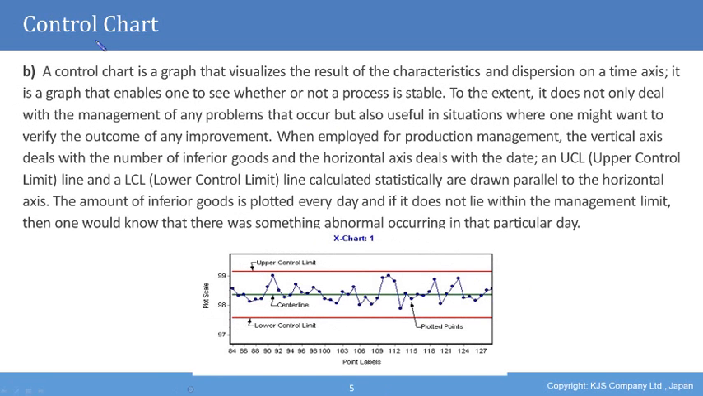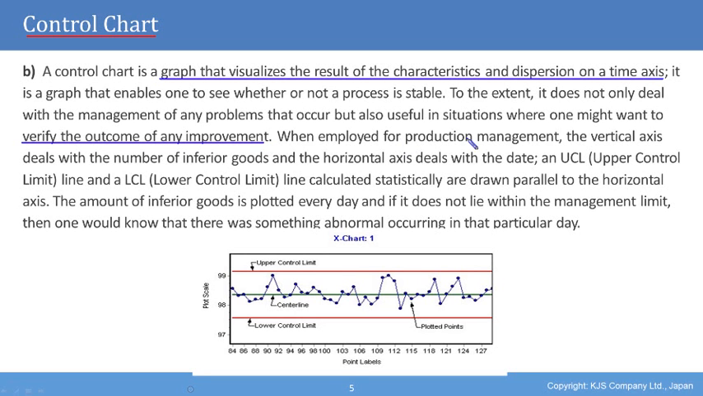Option B was in fact talking about a control chart. A control chart is a graph that visualizes the result of the characteristics and dispersion on a time axis. It's a graph that enables one to see whether or not a process is stable. To an extent, it does not only deal with the management of any problems that occur, but also is useful in situations where one might want to verify the outcome of any improvement.